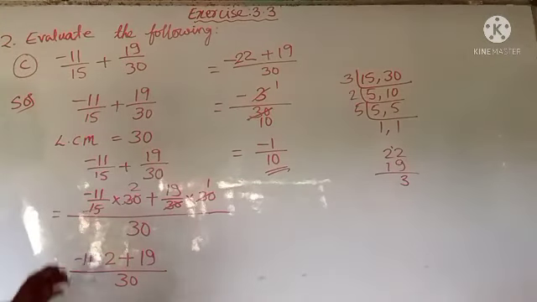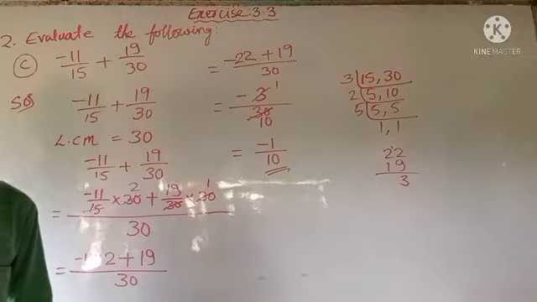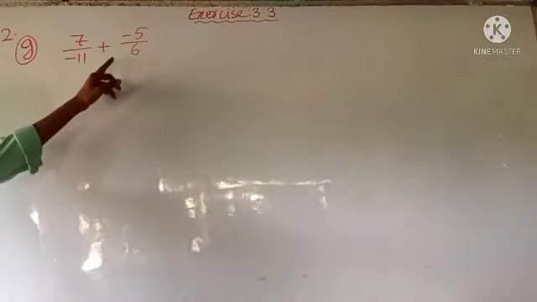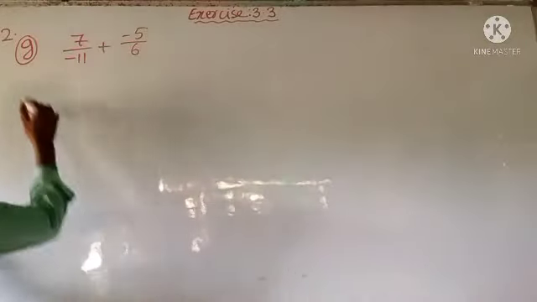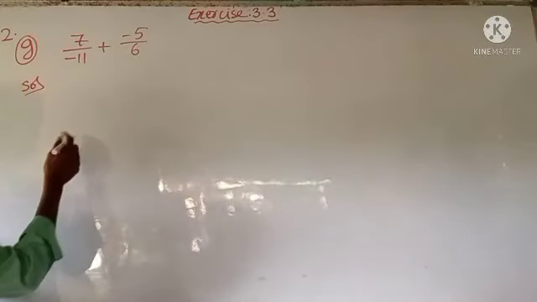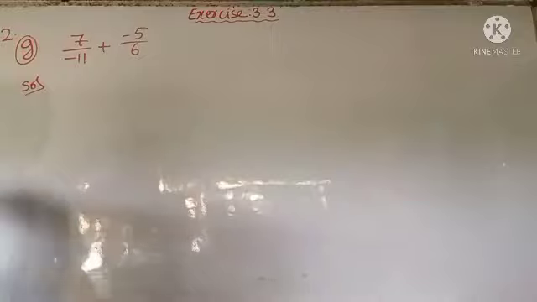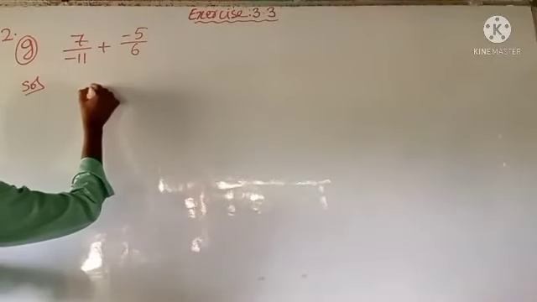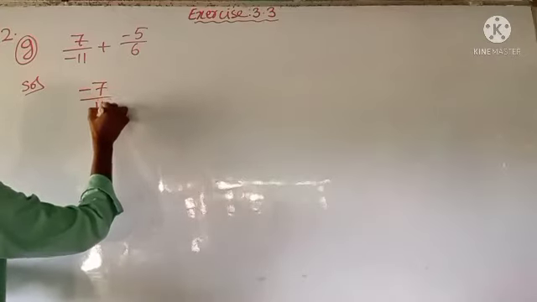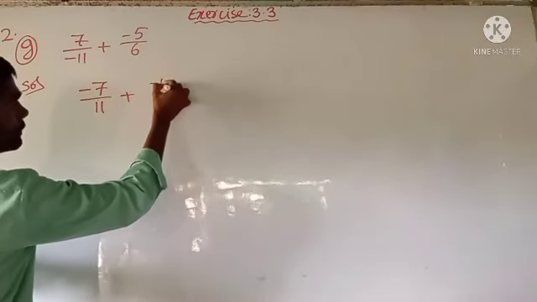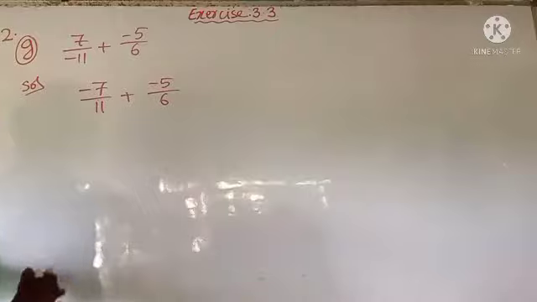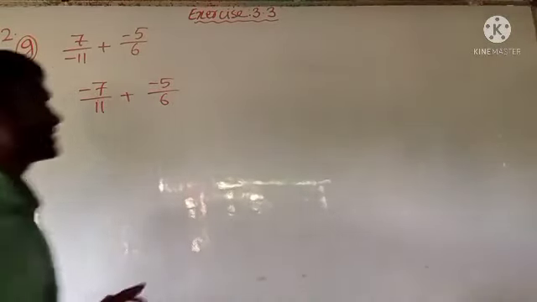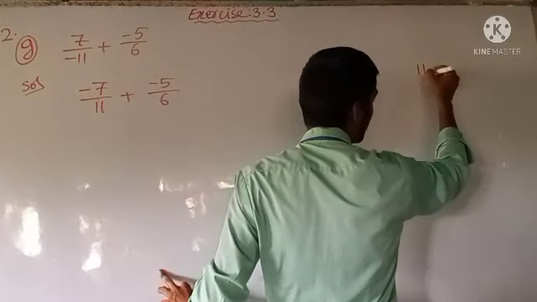So let me show you one more option from the same, that is question number 2. So here option number G I have taken, that is 7 by minus 11 plus minus 5 by 6. So here this minus sign that is in the denominator's place, we are going to write it in the numerator place, that is minus 7 by 11 plus minus 5 by 6. Now we will find the LCM of this 11 and 6. So LCM of 11 and 6, what we will get here?